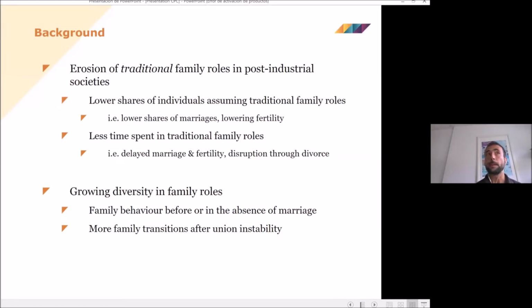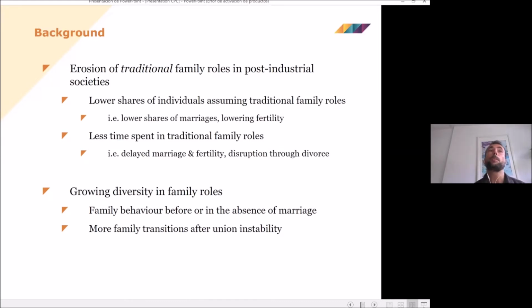of union instability. And this has been interpreted as an erosion of the family due to a number of processes, such as individualization or increasing independence of women. So we observe now more family behavior occurring before or in the absence of marriage. And here there's much research that has been done on cohabitation as a premarital stage or as a substitute to marriage, and also on the substantial growth of childbirth outside marriage.